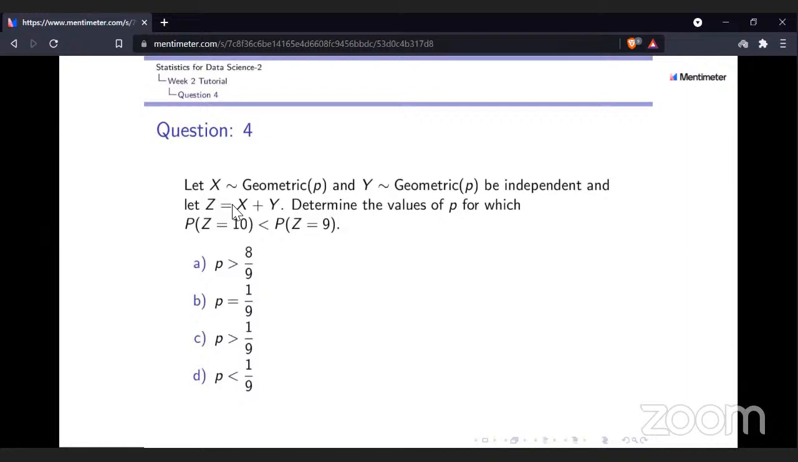So yeah, the correct option for this question is C. You had to find the value of P for which this inequality will be satisfied: probability Z equals 10 is less than probability Z equals 9.